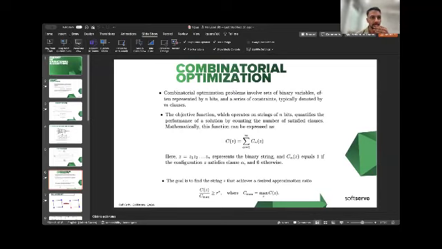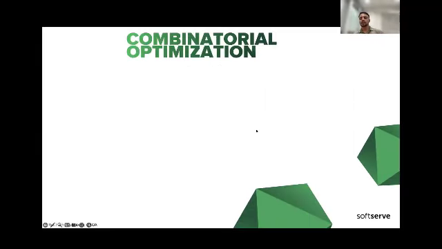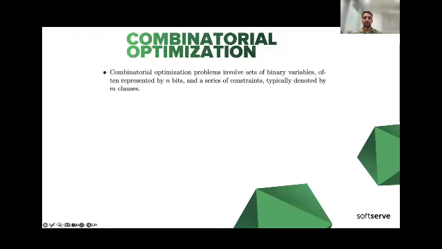Okay, sorry. Let me go back. Okay, so now let's get into combinatorial optimization, because this is what most of the people are interested in, and a lot of the problems in the real world out there can be phrased as combinatorial optimization. Combinatorial optimization usually involves a set of binary variables represented by bits, and there are a bunch of constraints, and you essentially want to do this constraint optimization, right? And this is a problem that is solved with a lot of classical algorithms and with neural networks.